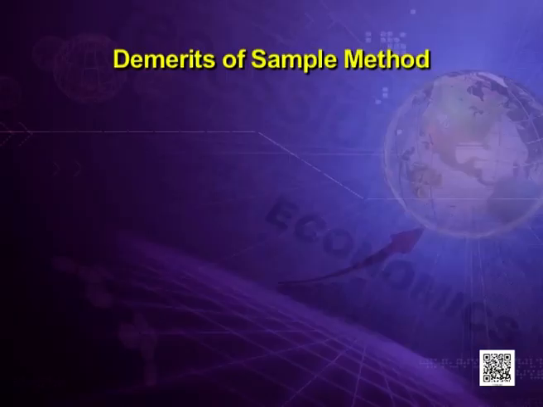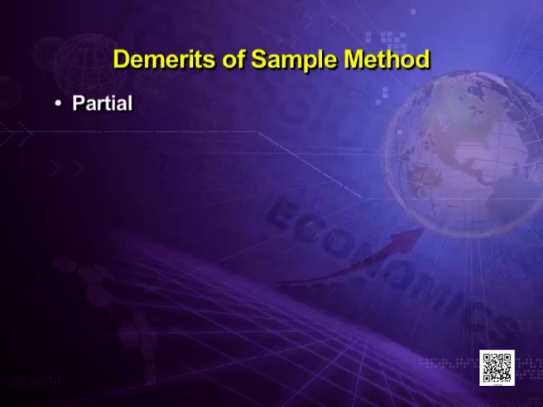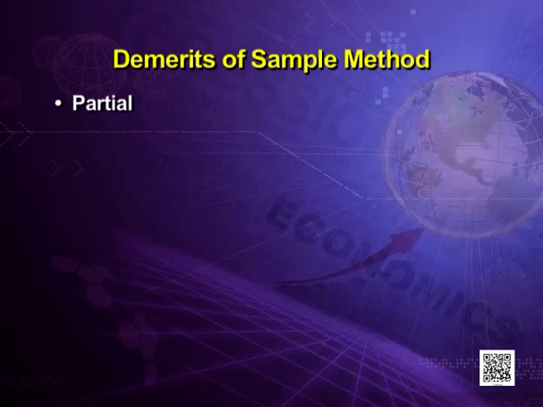Now, demerits of sample method. The first demerit is partiality, because the success of sample method is basically dependent upon selection of an appropriate sample. If sample selection is not proper, then results can be partial. Second demerit is wrong conclusions. Obviously, if we have taken any sample which is not representative of the entire population, then our conclusions would be wrong.